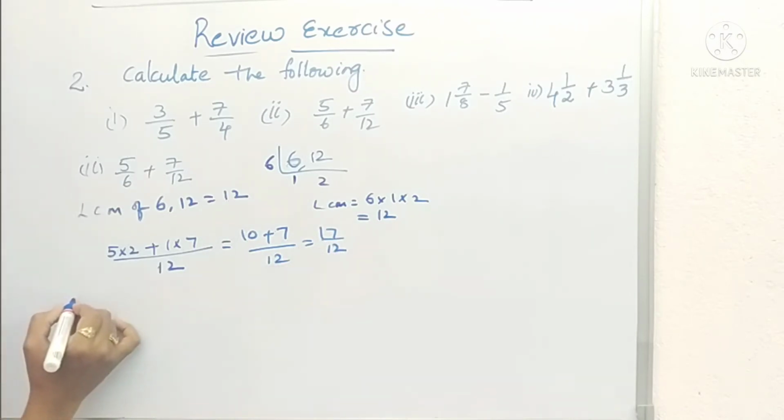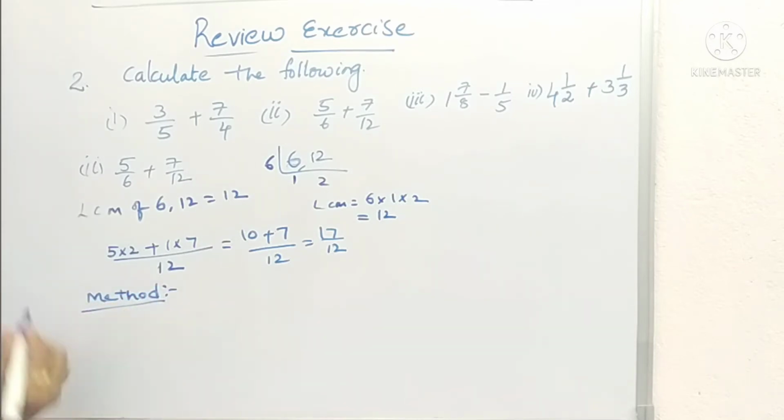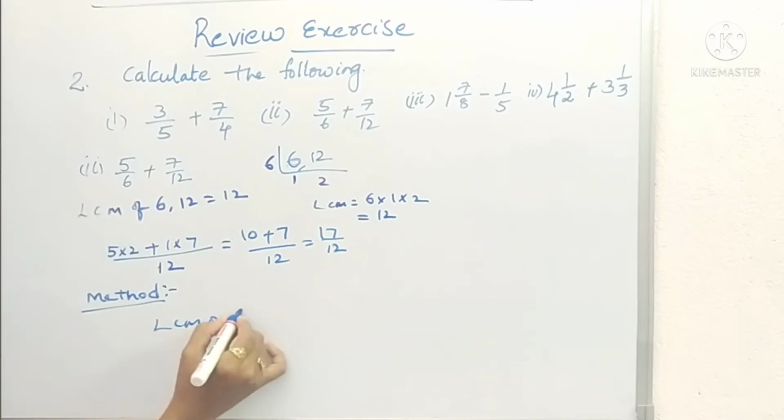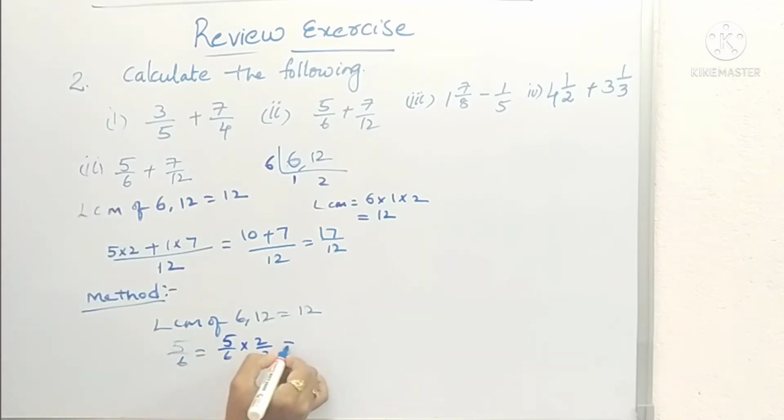Otherwise you can do it like this also. The LCM of 6, 12 is 12 only. Now we have to equalize the denominators. For 5 by 6, by multiplying with which number will we get 12 in the denominator? With 2 only, no? So 5 by 6 into 2 by 2. 5 2s are 10, 6 2s are 12. So now this 5 by 6 became 10 by 12.